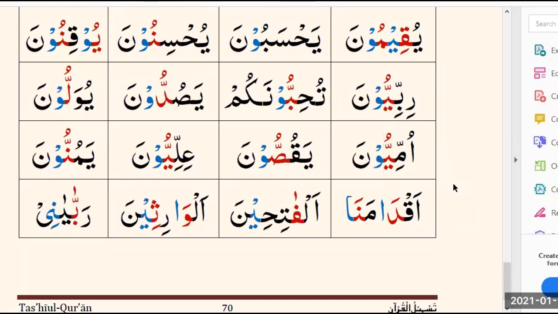Yaqussun. No. Join this qaf, thick qaf, with the sad. Yaqussun. And this is a haruful madda, its condition is not fulfilled here. Yaqussun. Much better, yes. Well done.